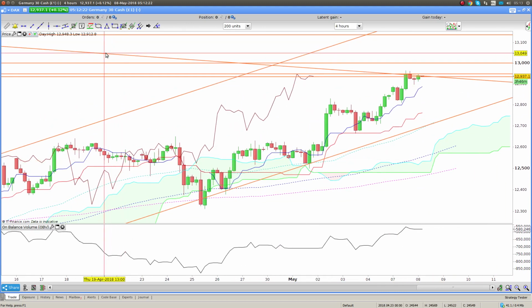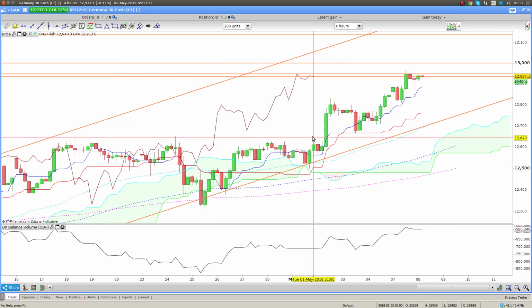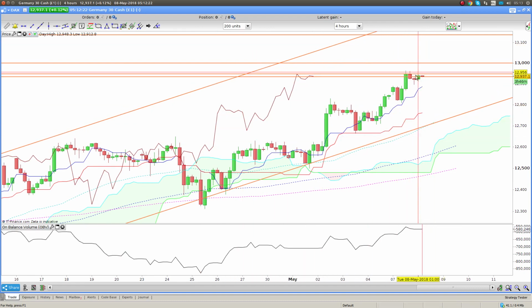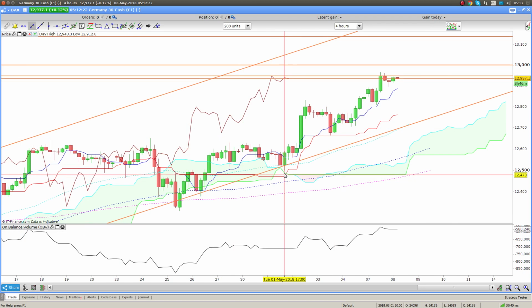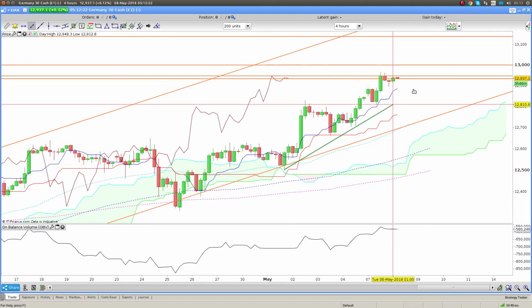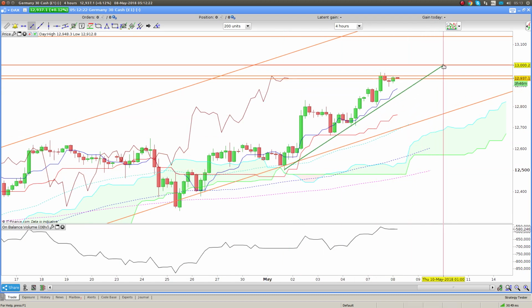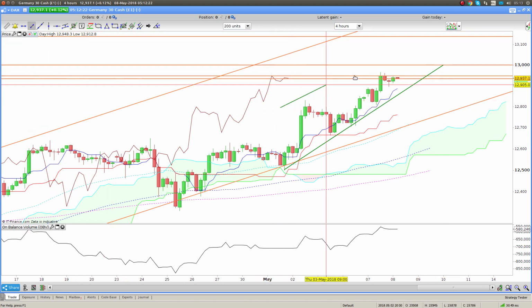I think I'm just going to delete this line here so we can tidy that up. So we have a pretty strong zone of resistance here. We are in a channel, but, always a but, we have a rising wedge inside this channel.